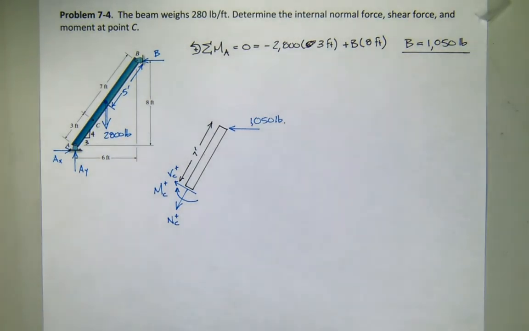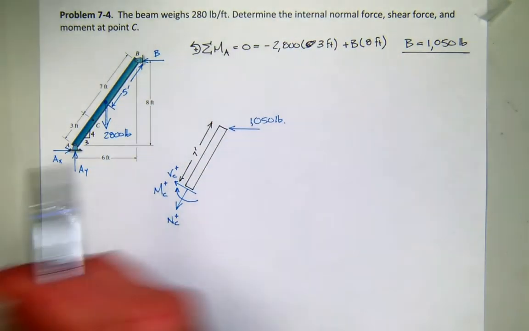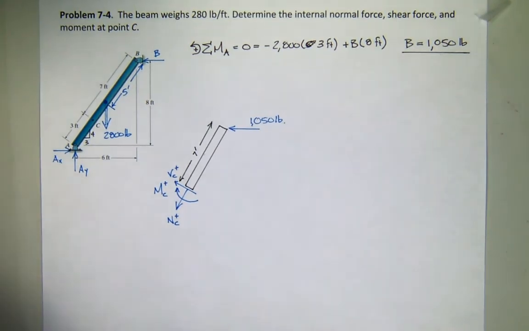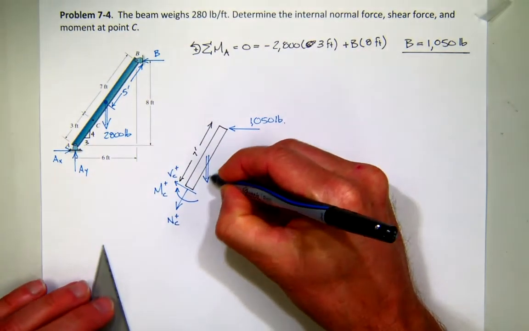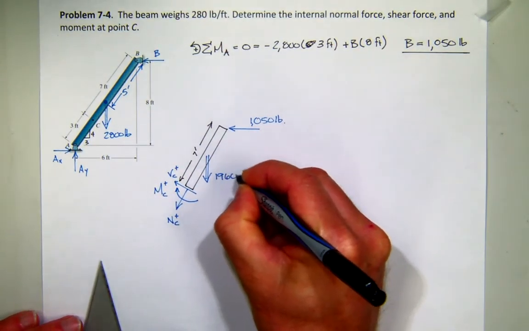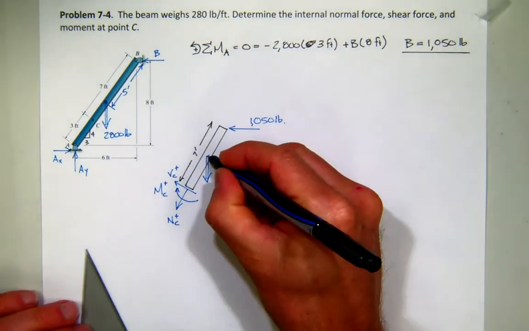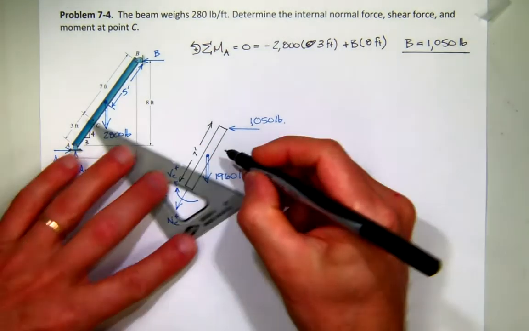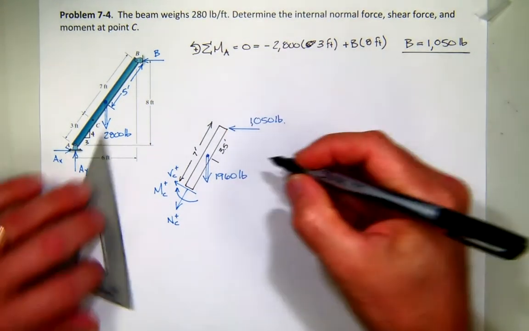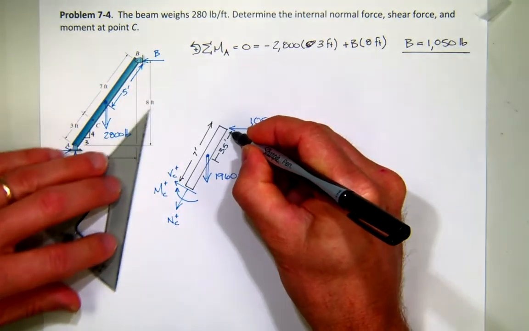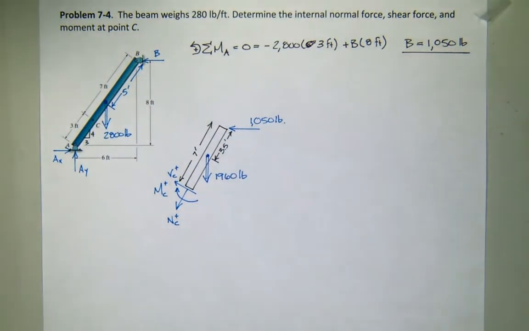What else am I missing? Well, the beam still weighs something, right? That chunk of the beam still has some weight. What is the weight? 280 pounds per foot times 7 feet. I got 1960. So that means I have an additional force of 1960 pounds. And that particular location is half the distance, or 3.5 feet. Okay?